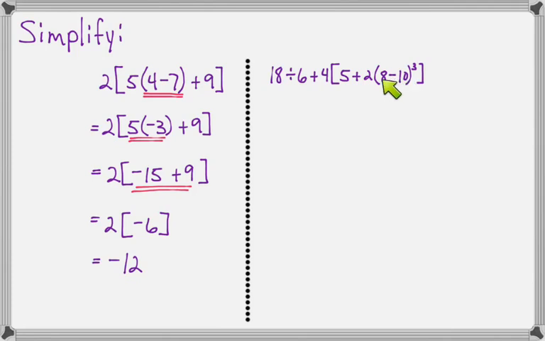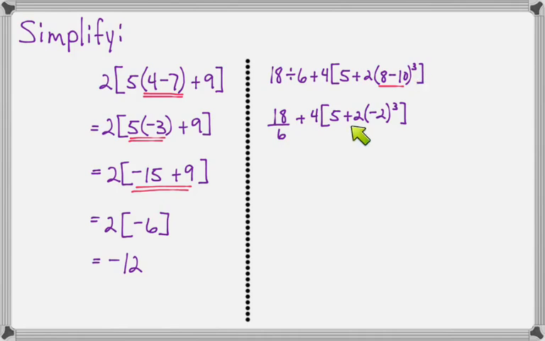The parentheses first, right? Inside the brackets, 8 minus 10 will be -2. So I did go ahead and convert that to a fraction. There's no harm in that. But the only other thing I did was 8 minus 10 is -2. I've still got my exponent.